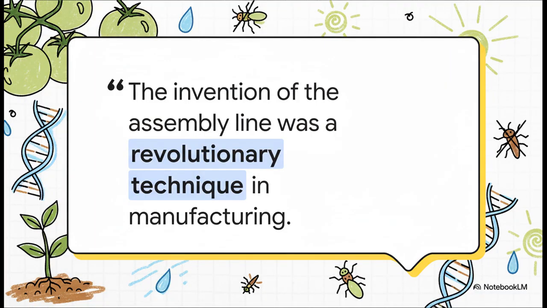Take a look at this example. The invention of the assembly line was a revolutionary technique. You see? Using a phrase like this in a Task 2 essay about technology or really any major innovation shows a really sophisticated vocabulary. It's exactly what you need to impress the examiner and boost that lexical resource score.